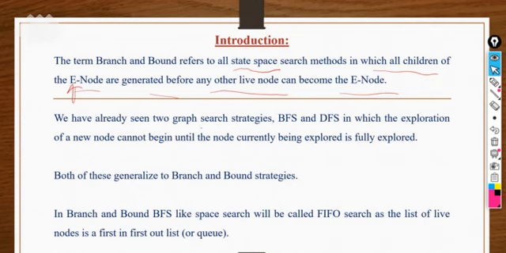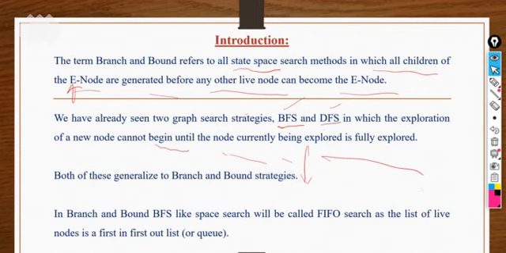We have already seen two graph search strategies: breadth first search and depth first search. In breadth first search, we trace the tree level by level, from leftmost to rightmost. In depth first search, we trace the tree depth wise, going top to bottom first, then moving in the right direction.